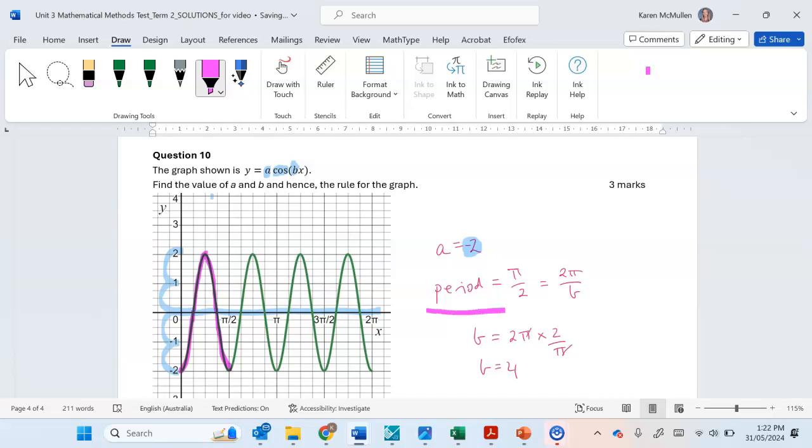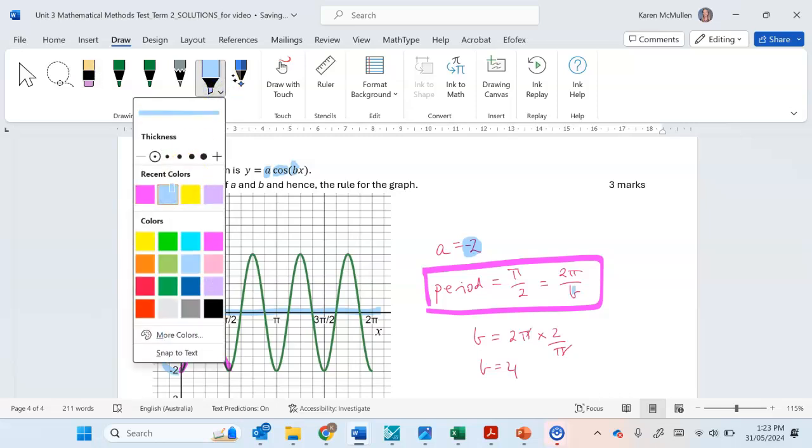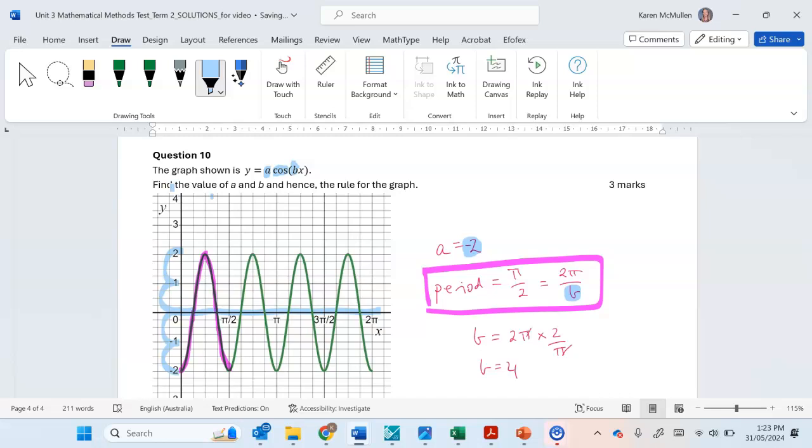So that's what I've written here. So basically you're solving for B. All right, so 2 pi on n, in this case n is B, you're just solving for B.